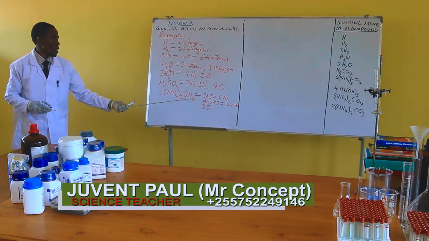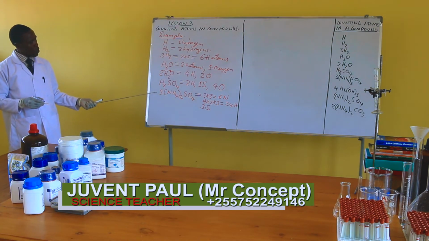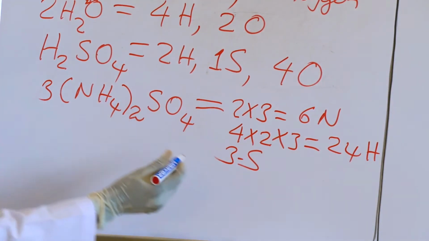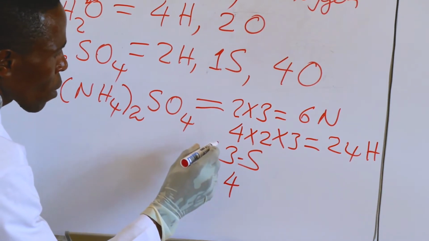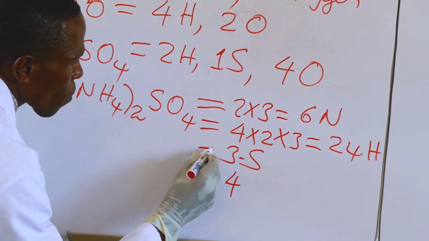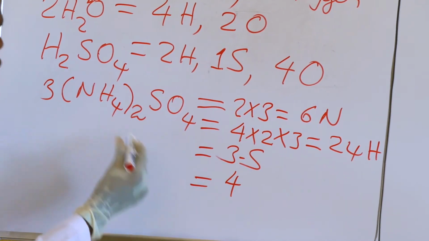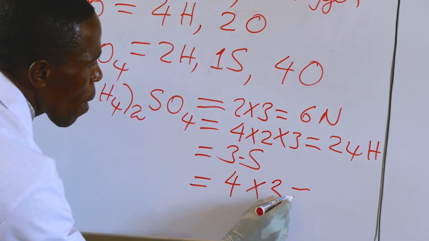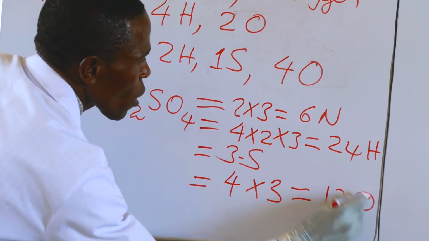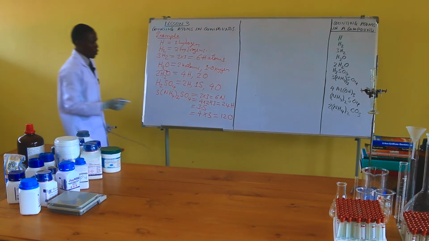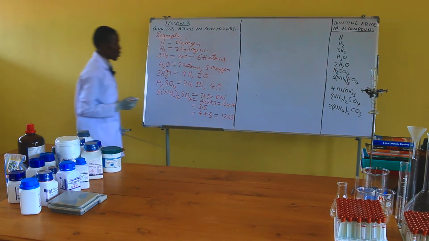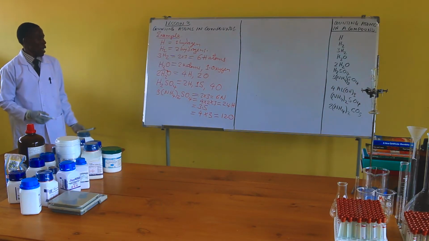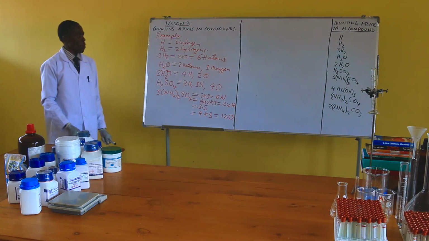Oxygen is having 4 over there. But before oxygen we see there is a 3. So it is 4 oxygen times 3. This one brings 12 oxygen atoms. So that is how things go in ammonium sulfate as a chemical formula.